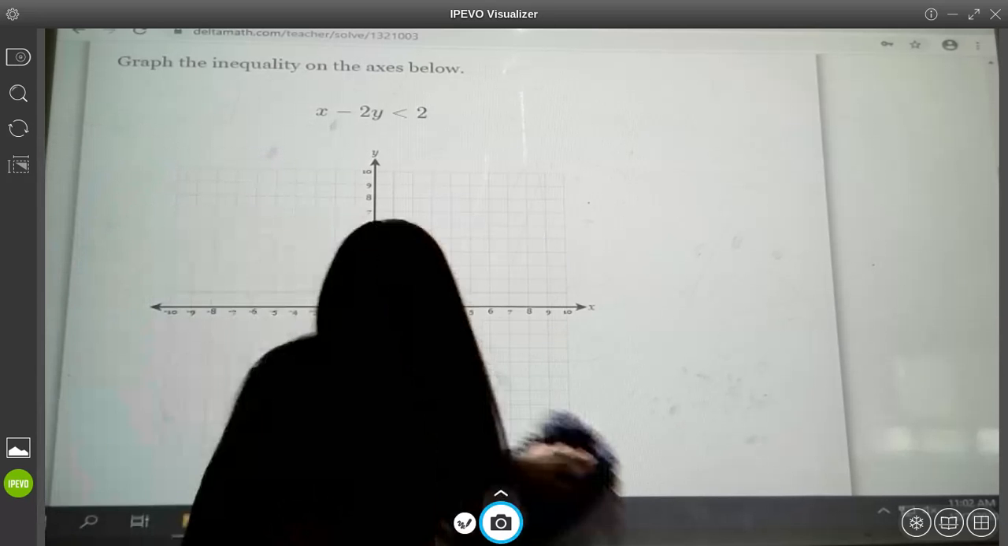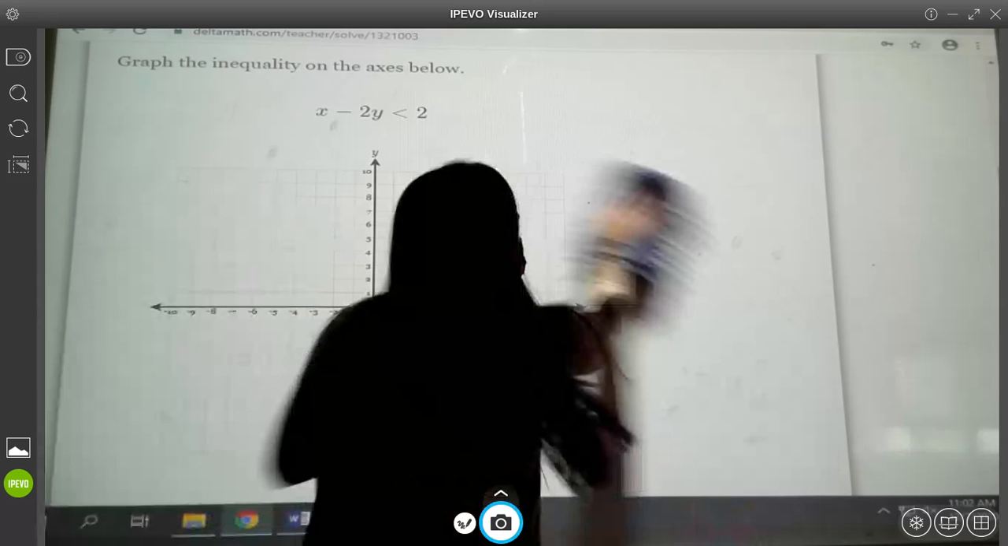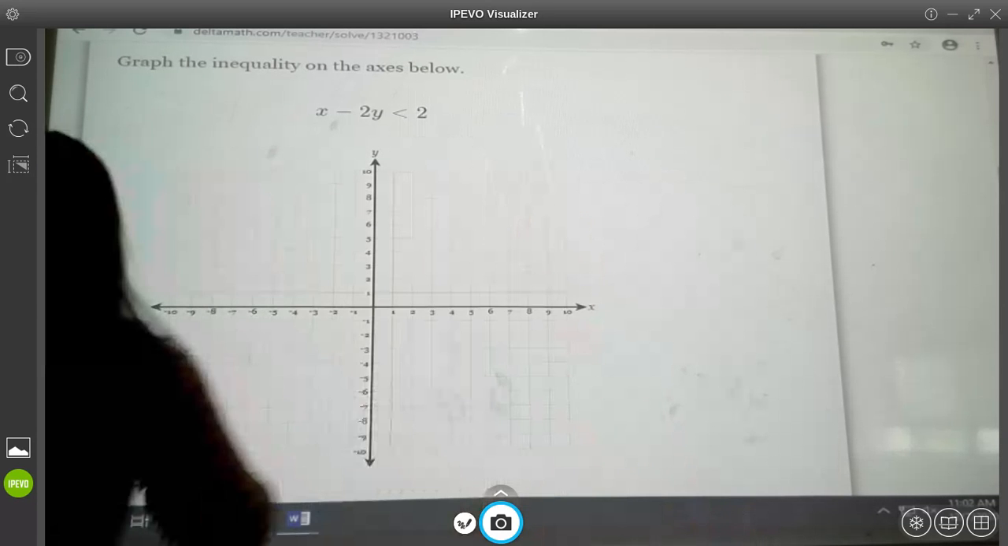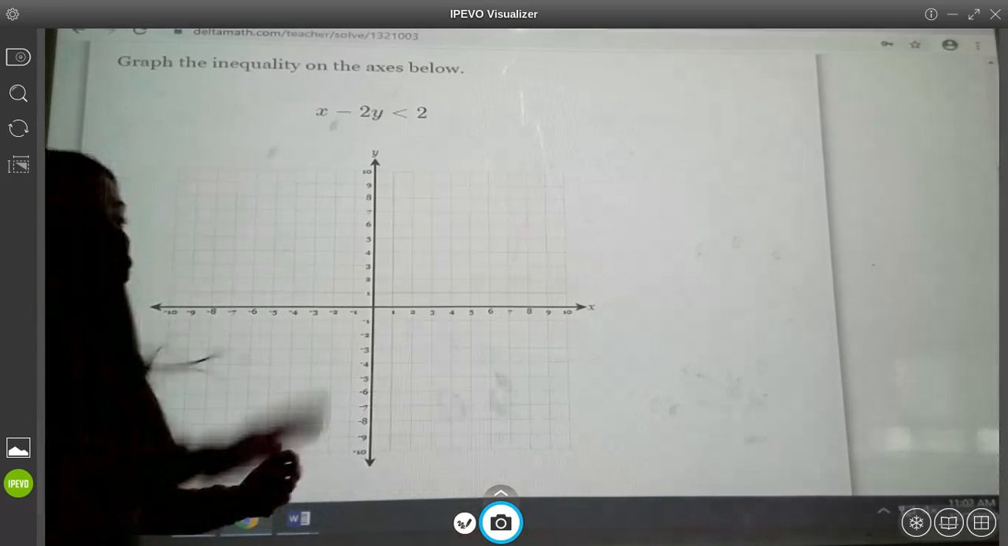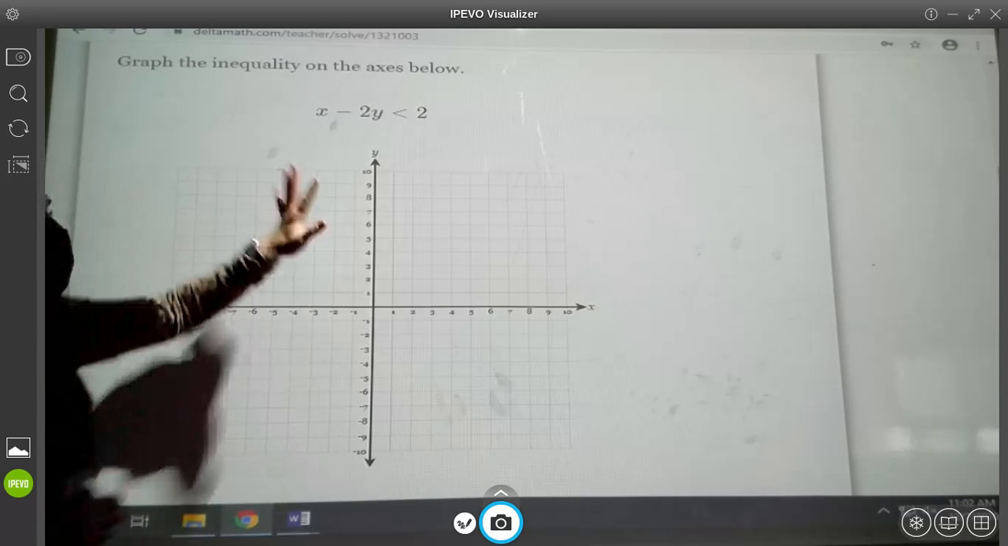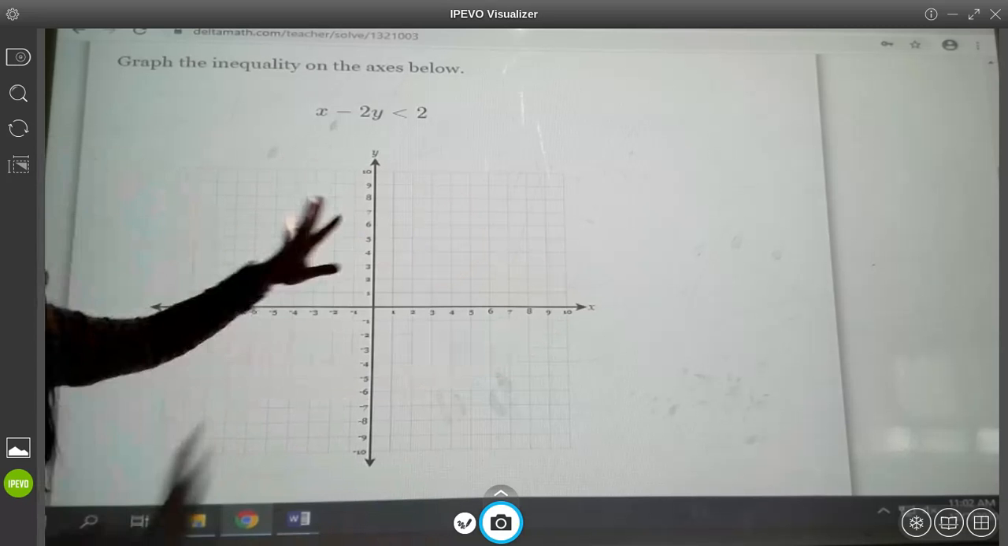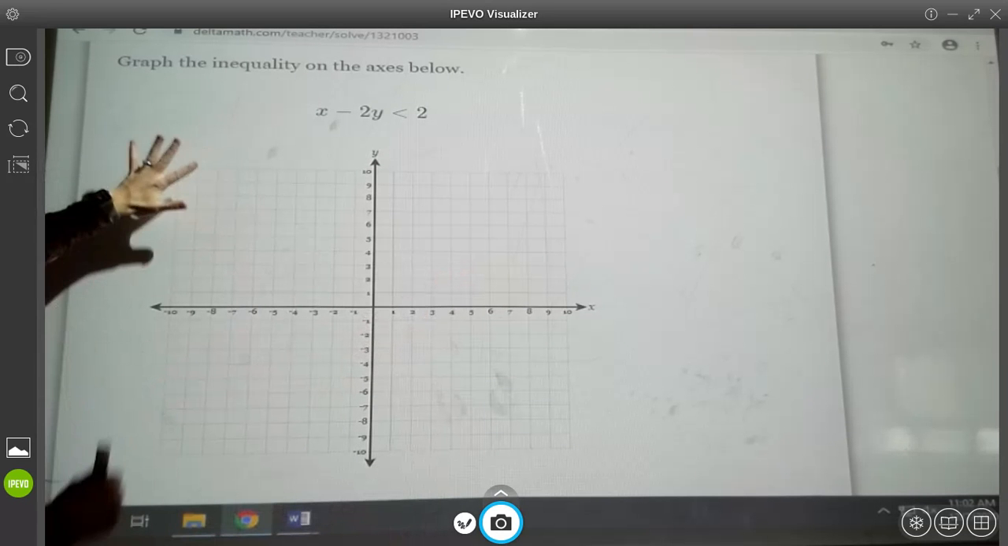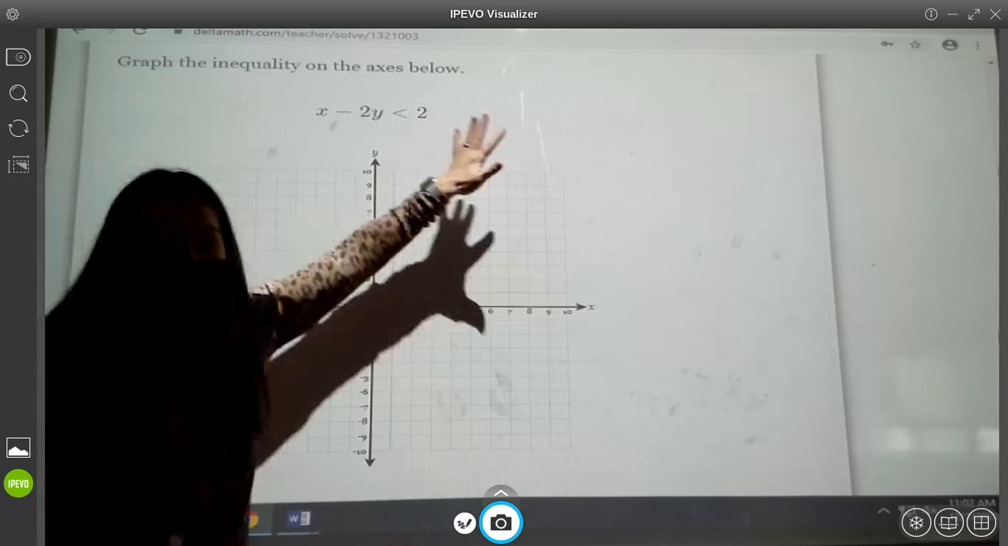All right, so guys, this is what it's going to look like on Delta Math. You're going to have 10 problems like this. It says graph the inequality on the axes below. So we're basically graphing the solutions to this inequality. Let me just write it over here so I can have room to solve it, because something's going to pop up right here that I want you guys to see.